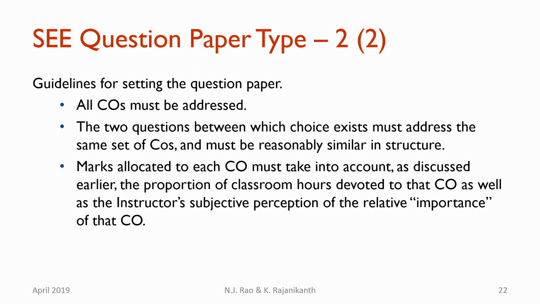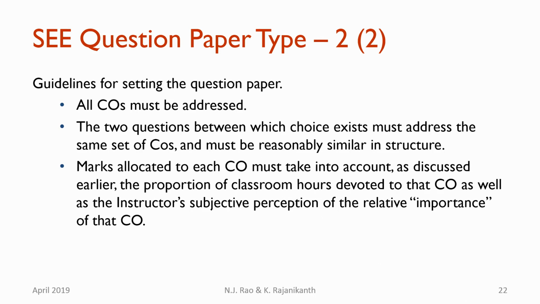The guidelines for setting such a question paper would be that obviously all the COs must be addressed, but the important point is the 2 questions between which choice exists. For example, question 1 and 2 related to the first unit. The 2 questions between which choice exists must address the same set of COs and must be reasonably similar in structure. Then only the performance data can be used reasonably well in determining the attainment levels of the COs.